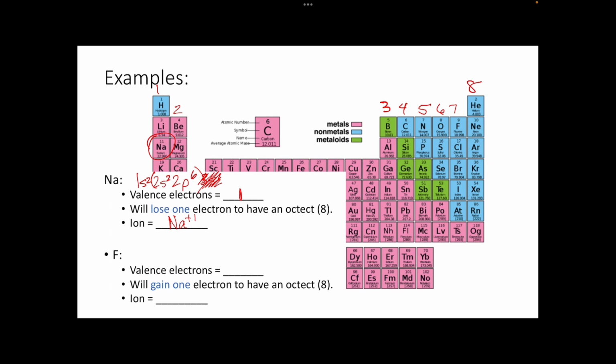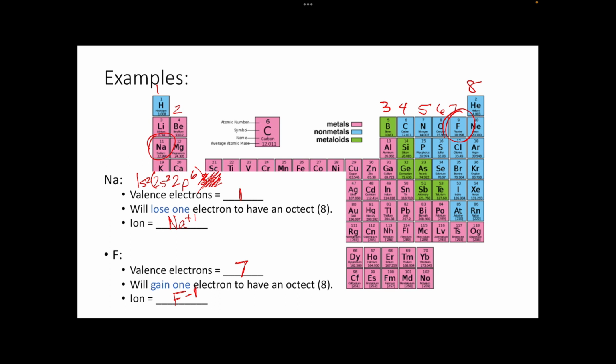Let's go ahead and look at fluorine. Fluorine is over here with the halogens in group 17. So how many valence electrons does fluorine have? Well, it has 7. Now it wants to have 8 in its outer shell. So is it more likely to gain 1 electron or to lose the 7? Well, it's going to be more likely to gain an electron. And since each electron has a -1 charge, the charge on the fluorine will be -1.